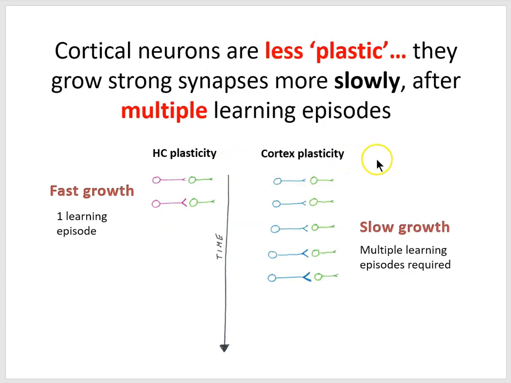On the other hand, the cortical neurons are less plastic, evidently. They grow strong synapses more slowly after multiple learning episodes. So in the cortex, it's different. They can grow strong connections as well. So they show plasticity, but the way they get there is different. They need multiple opportunities, multiple learning episodes to drive this stronger growth here.